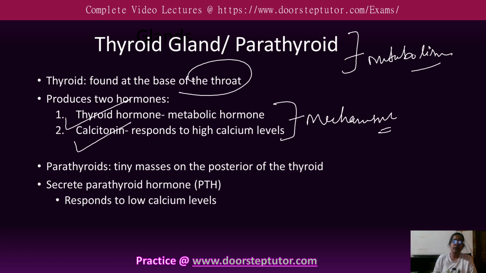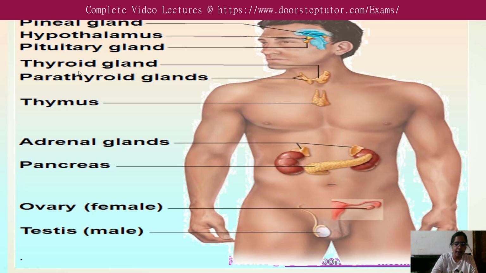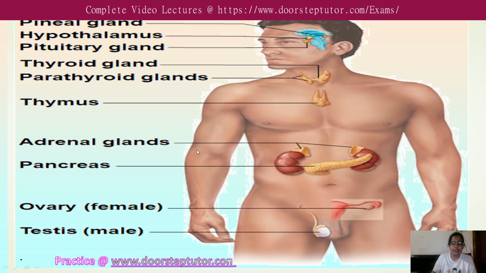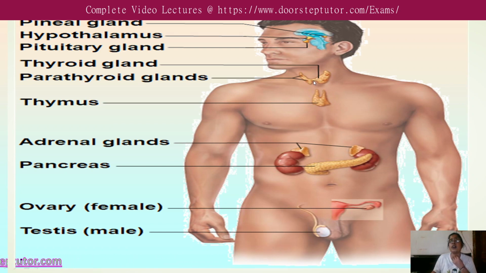Now, before coming to parathyroid, I would like to give you a highlight over the thyroid only. What I told you, thyroid gland is present at the base. Important hormones. Now, look at this diagram. You can see here the location of the thyroid gland. It is present in the front of the throat, at the Adam's apple. Parathyroid is just beneath the same.